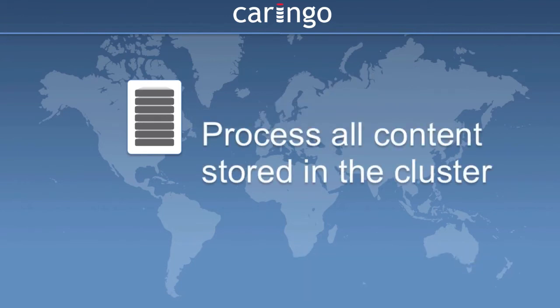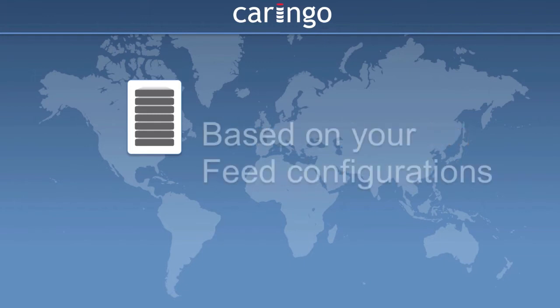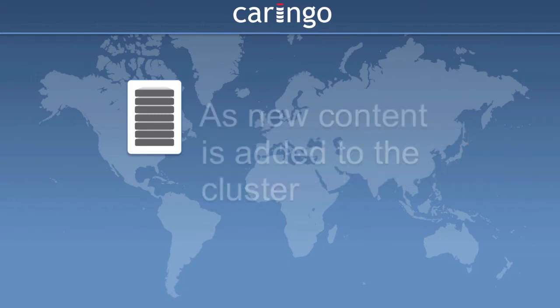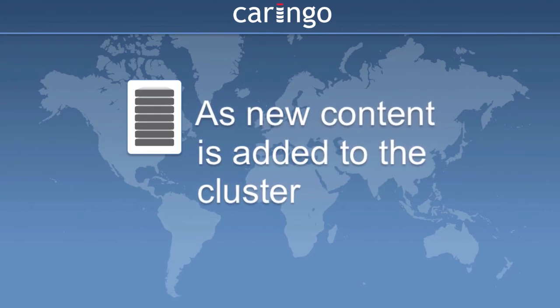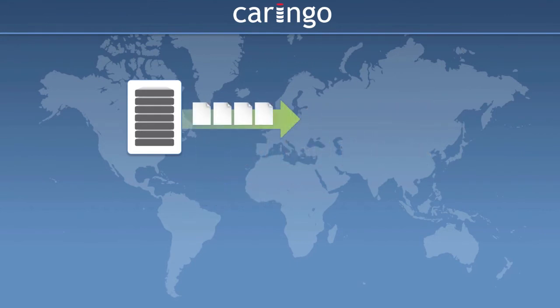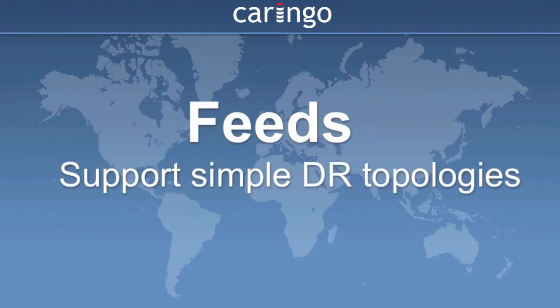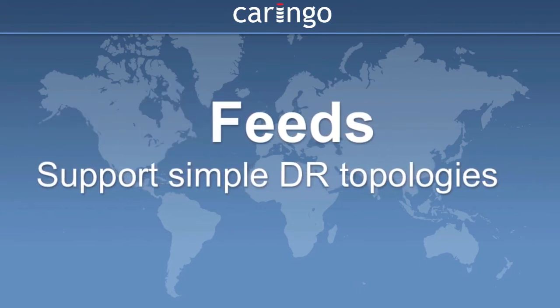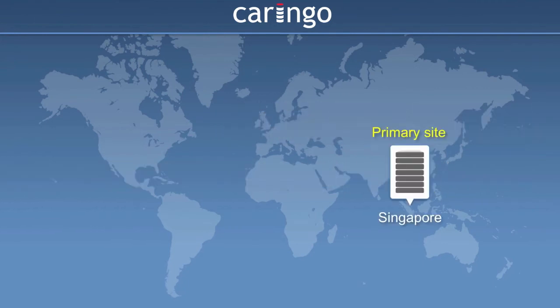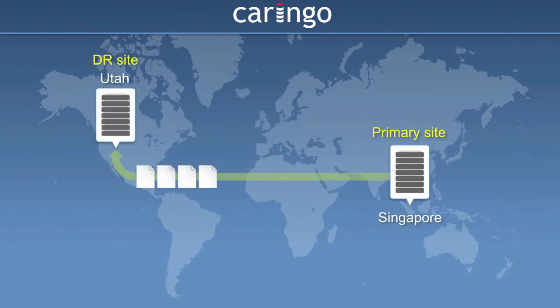With feeds, a source cluster can process all content IDs and names stored in the cluster based on your feed configurations. As new content is added or existing content updated in the cluster, CAStor adds the unique IDs and names to the configured feed queues and keeps track of whether or not they've been received by the remote cluster or Elasticsearch server. This simple mechanism supports simple DR topologies, like a primary cluster in Singapore that feeds cluster data to a disaster recovery cluster in Utah.